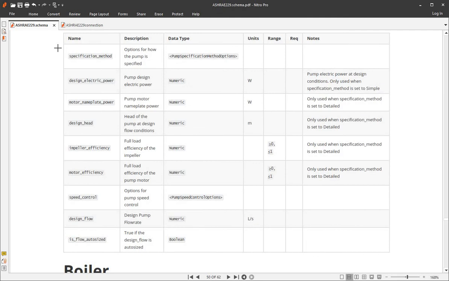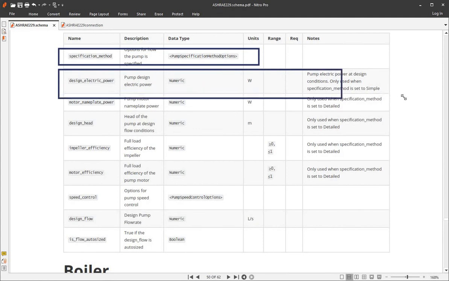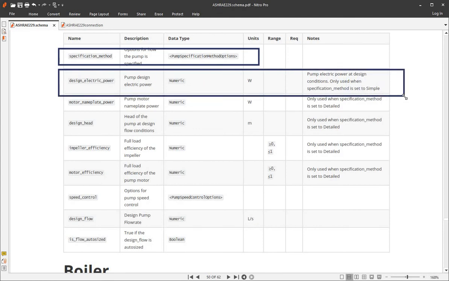The first parameter is a specification method for pump. And basically that has two options. We can look at it in a few minutes, but basically it's just simple or detailed. And that applies to these next groups of options. So there's two ways you can specify the power of the pump. One is you just describe the design electric power. And in that case, you've actually set the specification method to simple. The other is that you are looking at the components that make up that.